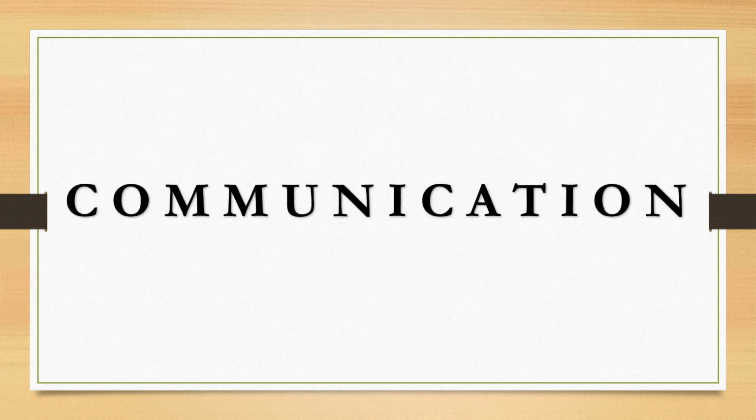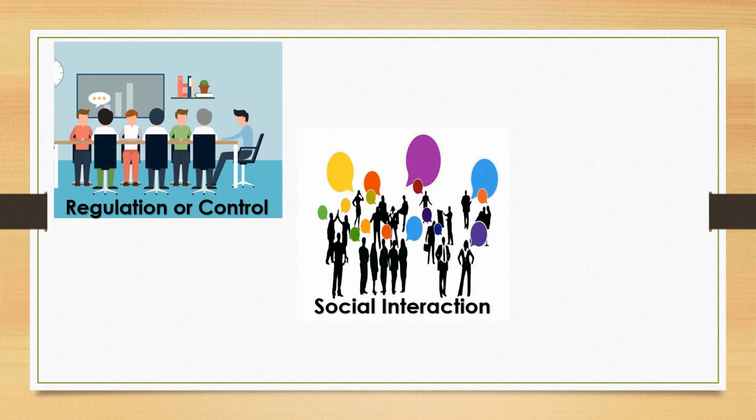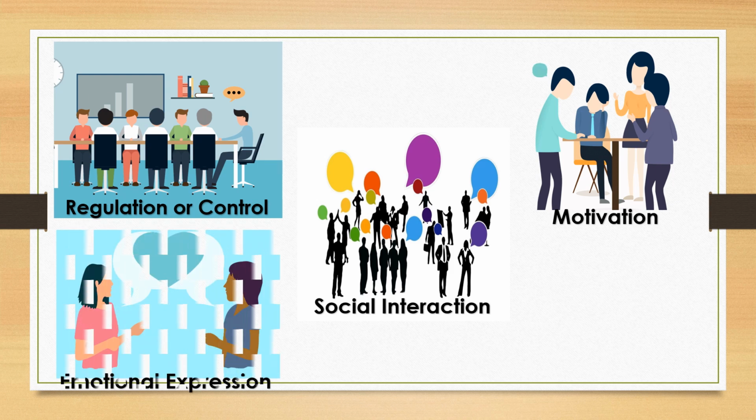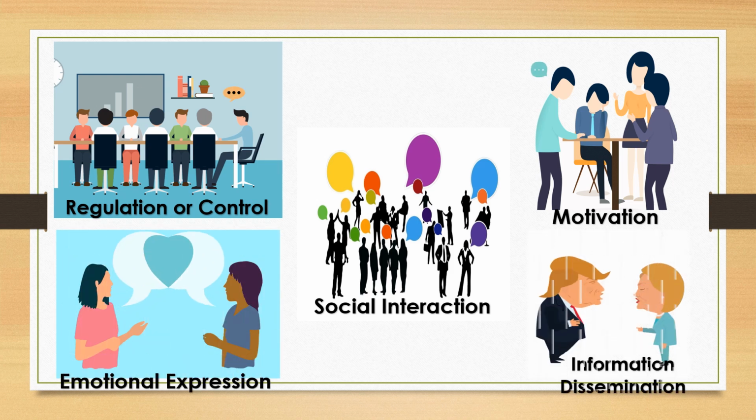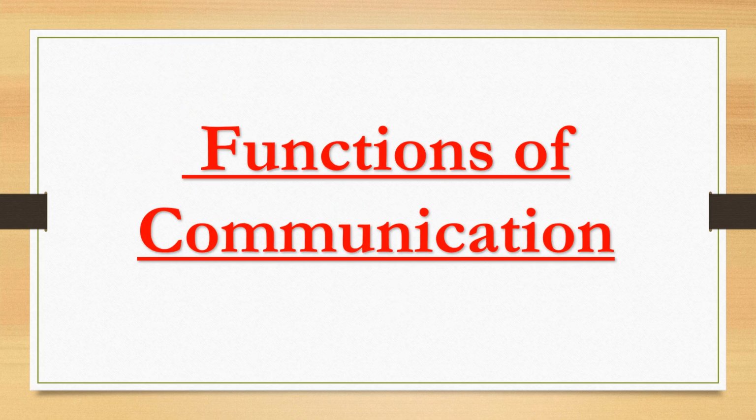Communication is very vital to human beings. People communicate for several reasons. The reason can be regulation and control, social interaction, motivation, emotional expression, and information dissemination. Collectively, these reasons are called functions of communication. Each function is based on the speaker's purpose for communicating.